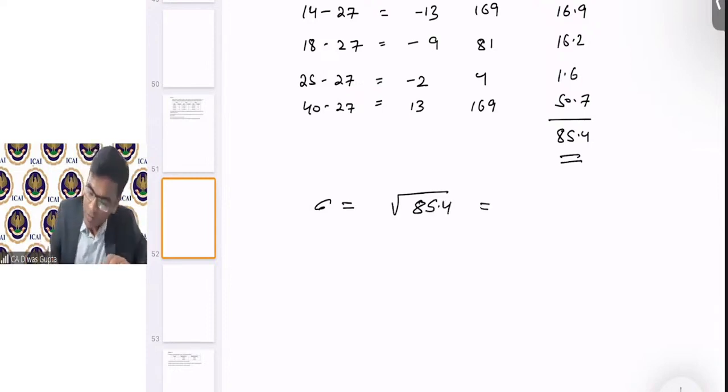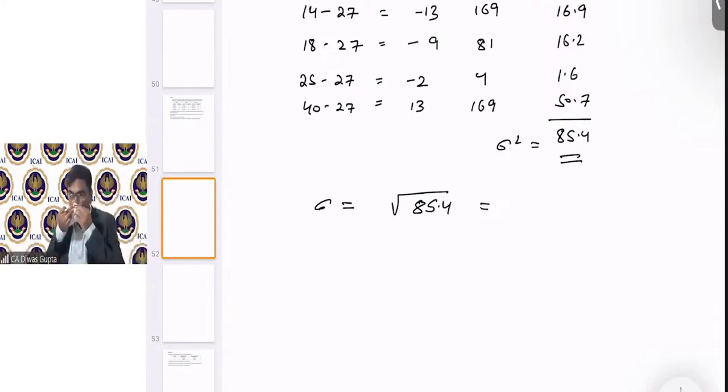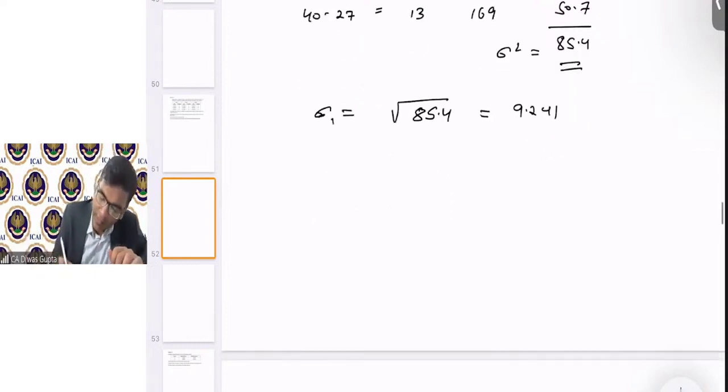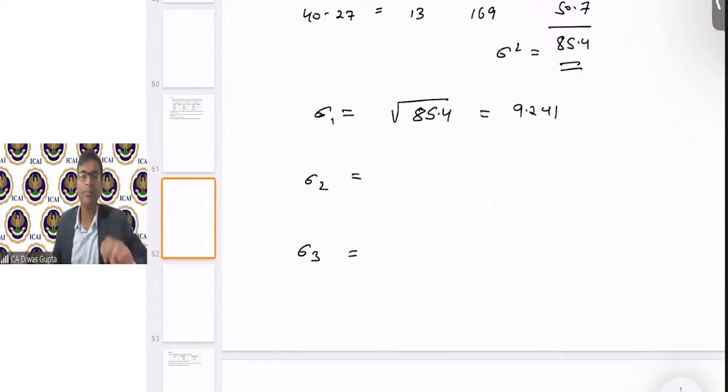Why? Because this is computed as variance. Okay, students? This is computed as variance. So it comes as 9.241. So this is the standard deviation of the first year. Similarly, I'm not repeating the calculation for the standard deviation of the second and third year, because there are a lot of questions we have to cover today.